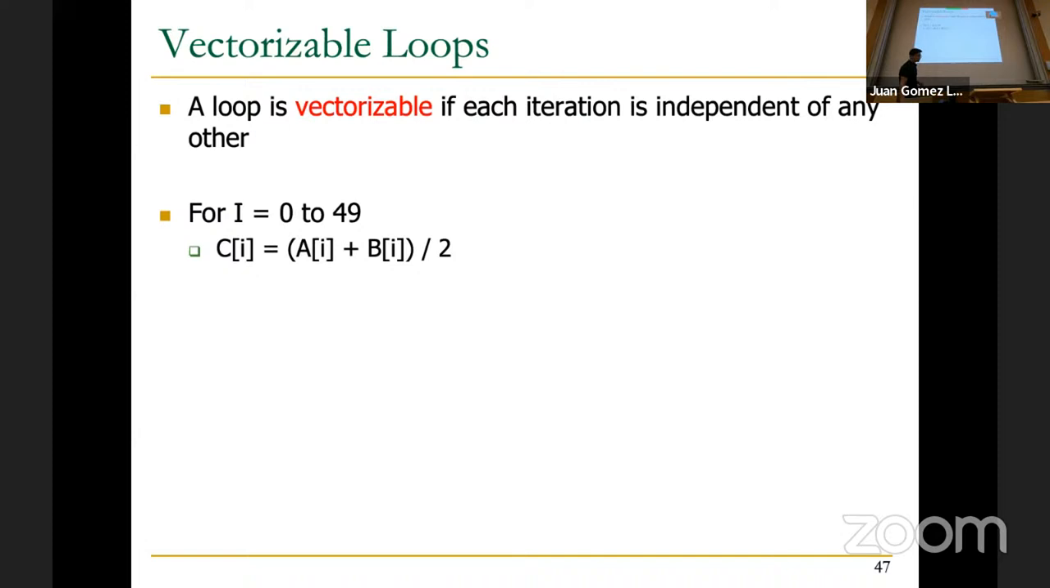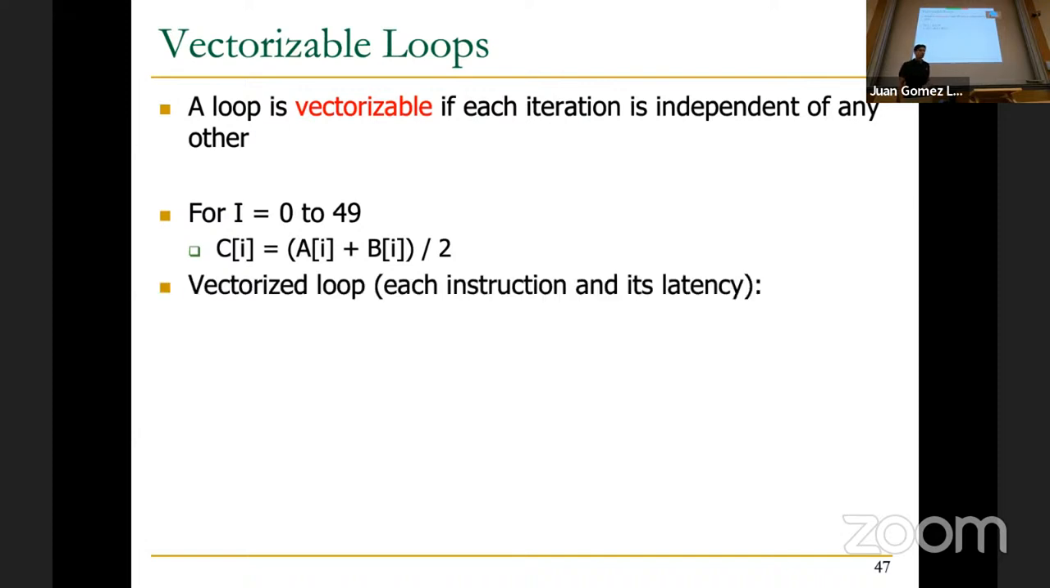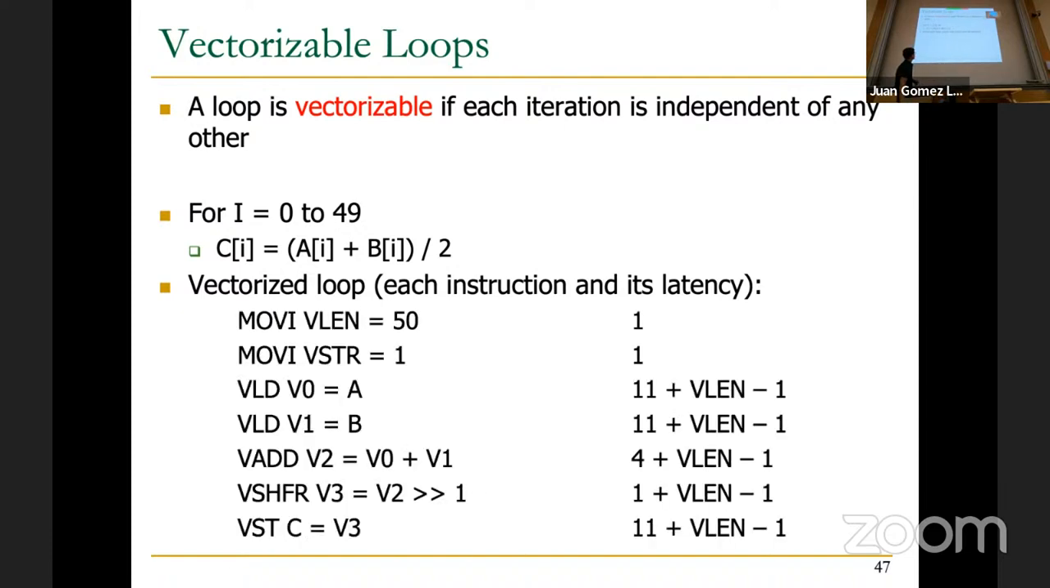But this code that we have seen before, for which we know how to write the serial code for this for loop, can be vectorized. Why can it be vectorized? Because the computation on every iteration is independent of other iterations. So we can vectorize this code, and we can write the corresponding SIMD program using SIMD instructions. First, we set the vector length equal to 50. We also set the vector stride equal to 1, because we are accessing all the elements of arrays A and B. Then we load elements from array A into vector register 0. Then we do the same for array B. Then we perform the vector addition, vector shift right, and then vector store.